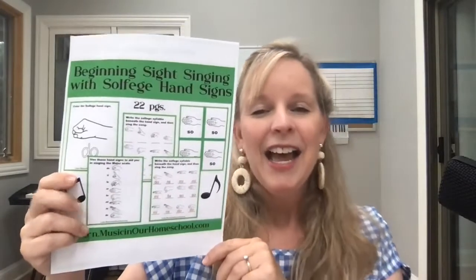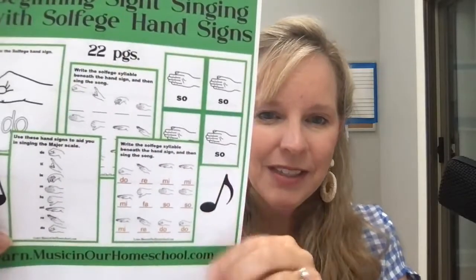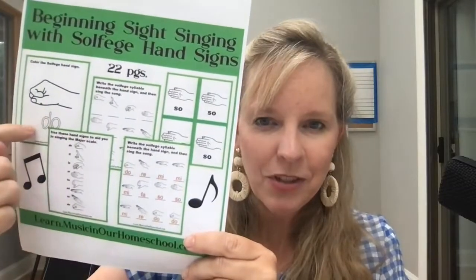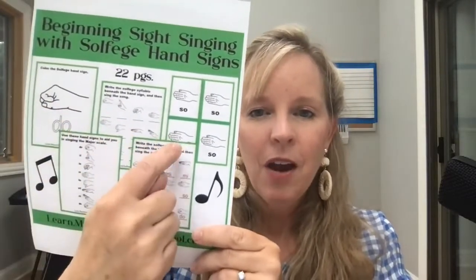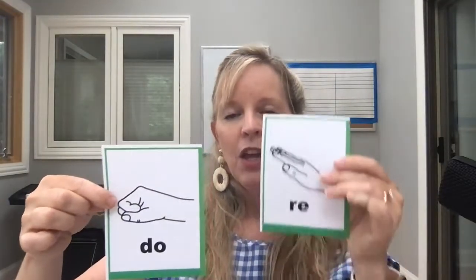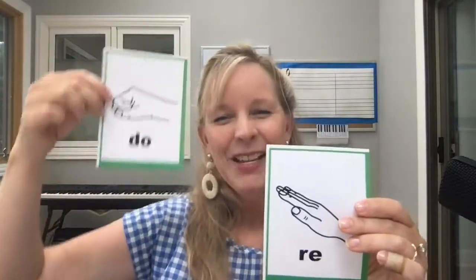So let's look at some of these examples. Here is the beginning sight singing with solfege lesson that I did, the printable pack. So the kids do some really fun activities, learning about the hand signs for, it's hard to do backwards, do. There are flashcards, so you can hold up the flashcards and they can be singing do, do, re, like that.